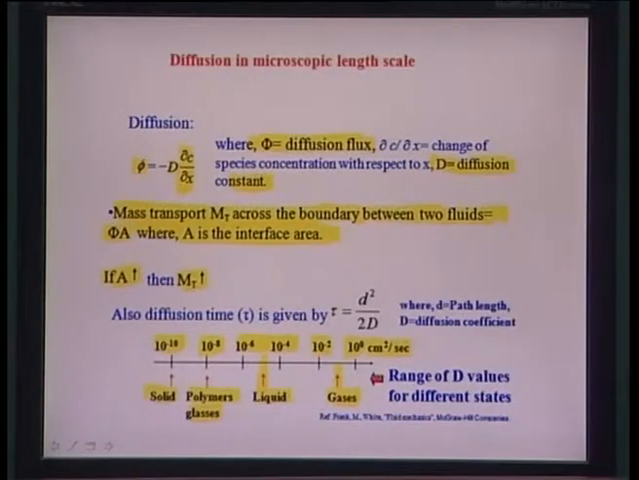Also of special significance is an equation which I am not going to prove here, but I have just borrowed it from normal diffusion kinetics, and it talks about the time of diffusion. The time of diffusion is essentially equal to d square by 2D, d being the path length over which the two flows are diffusing as they are going with respect to each other, and big D here is the diffusion coefficient.